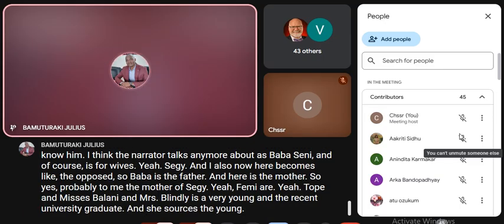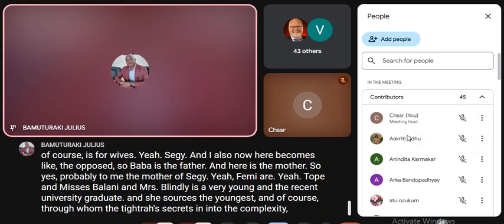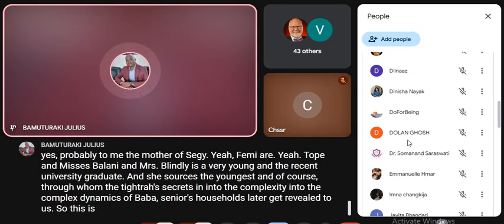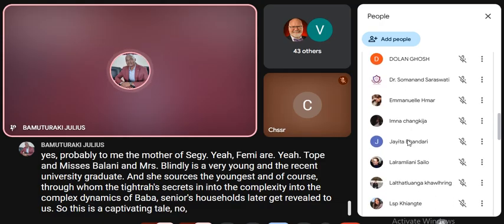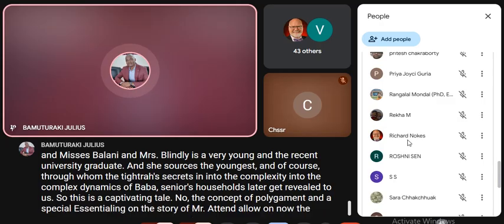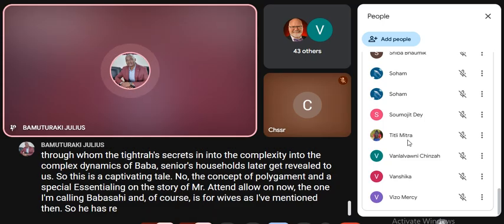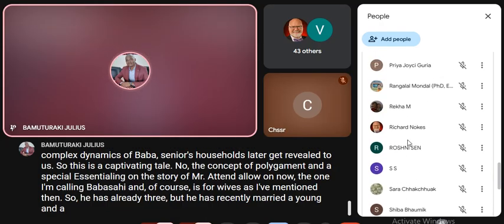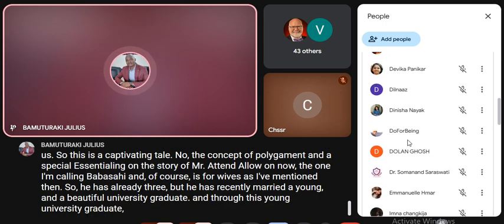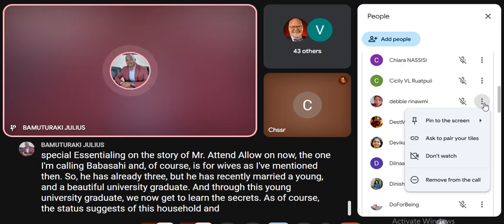And she's the youngest, and of course, through whom the title secrets into the complexity of Baba Segi's household later get revealed to us. So this is a captivating tale of the concept of polygamy, centering on the story of Mr. Atanda Alao, the one I'm calling Baba Segi, and of course his four wives. So he has already three, but he has recently married a young and beautiful university graduate. And through this young university graduate, we now get to learn the secrets, as the title suggests, of this household and how they are revealed to us.